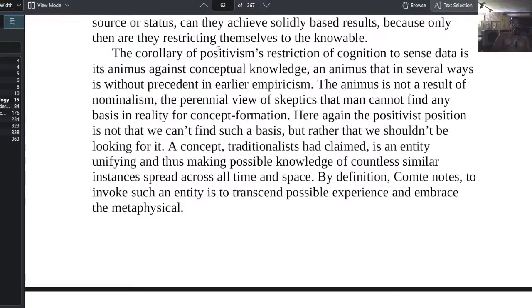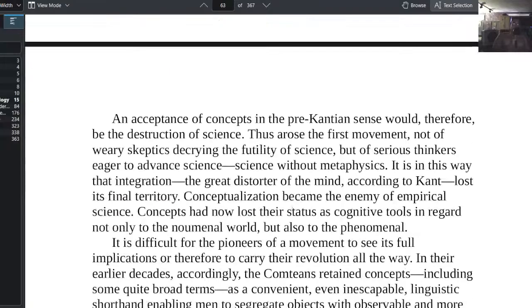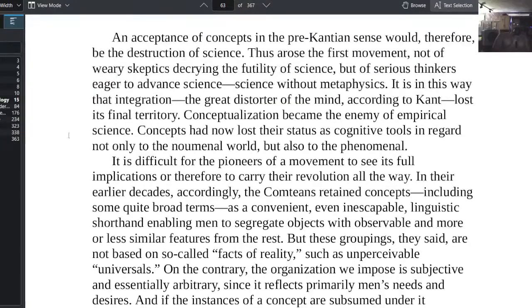A concept, traditionalists had claimed, is an entity unifying, thus making possible knowledge of countless similar instances spread across all time and space. By definition, Comte notes, to invoke such an entity is to transcend possible experience and embrace the metaphysical. Now, a quick tangent from this. What you'll see is actually in modern manifestations of such tenets, if you will, trash.